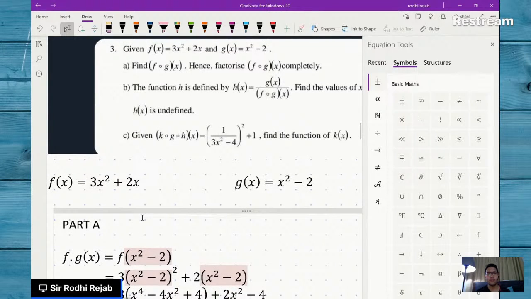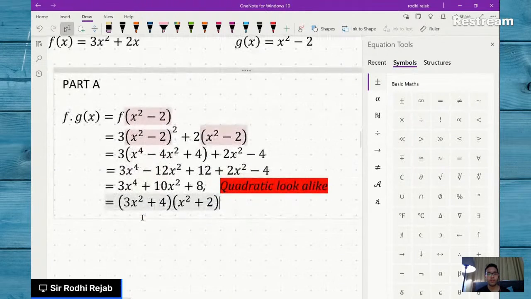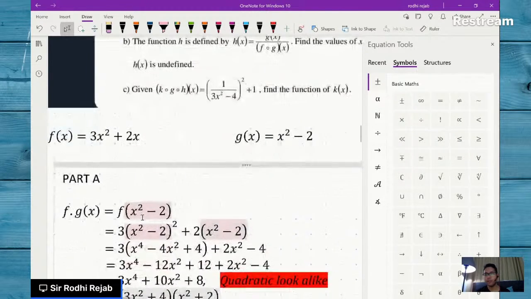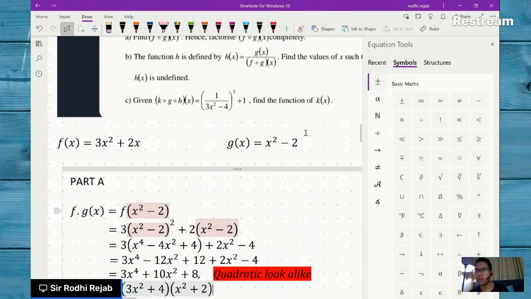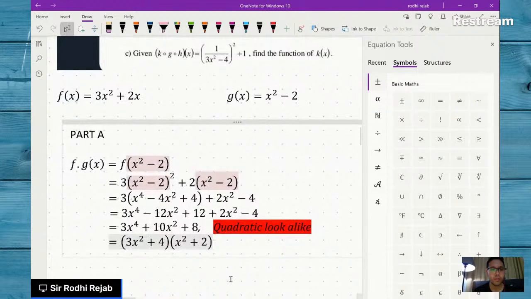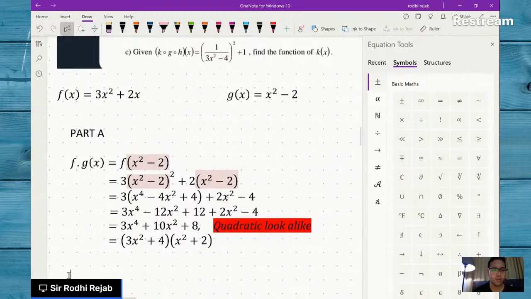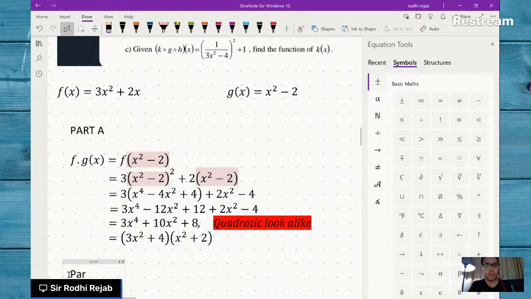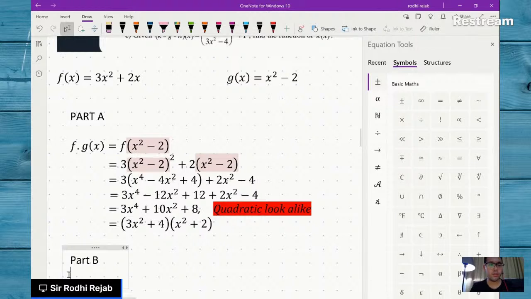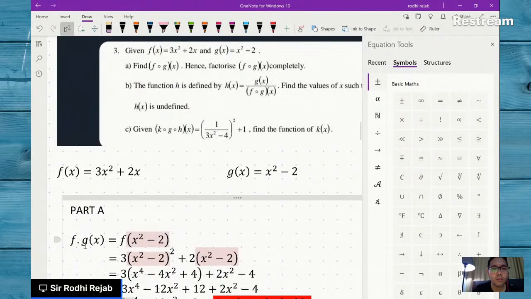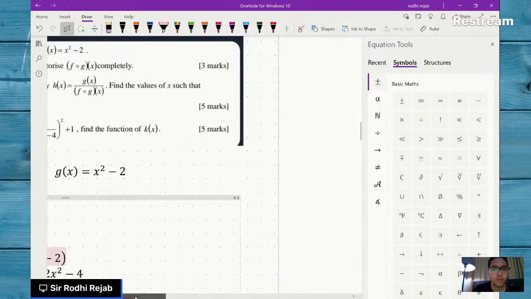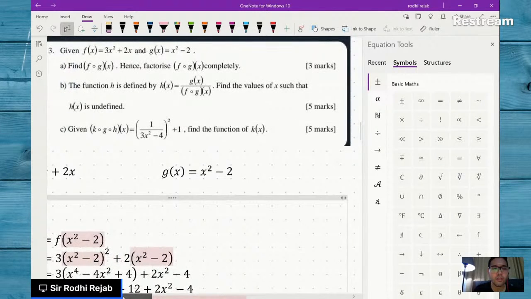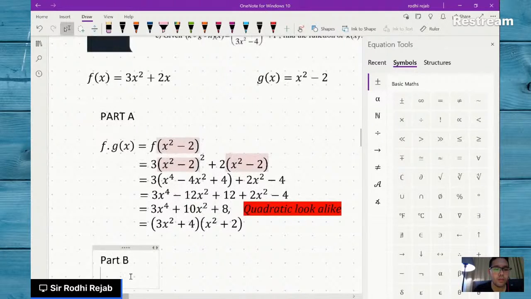So that's the answer. That's for part A. If you got the answer, that'll be very helpful. You can post it down to me. So now let's move on to part B, if the part A is correct. Find the value of x such that h(x) is undefined. Undefined, so you need to check the domain.